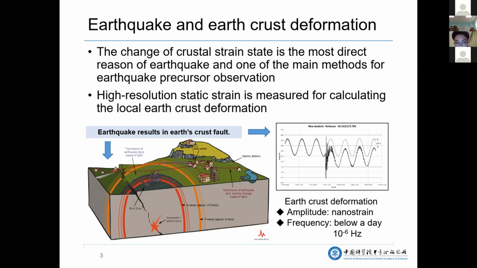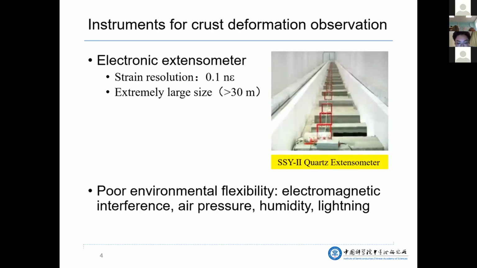is small, about nanostrain. The frequency is also low, below 1 day. So, in general, high resolution static strain is measured for calculating the local earth crystal deformation. In the past, the electronic extensometer was widely used for crystal deformation observation. It has a very high static strain resolution, about 0.1 nanostrain, but it has extremely large size and poor environmental flexibility, such as electromagnetic interference, air pressure, and lightning.